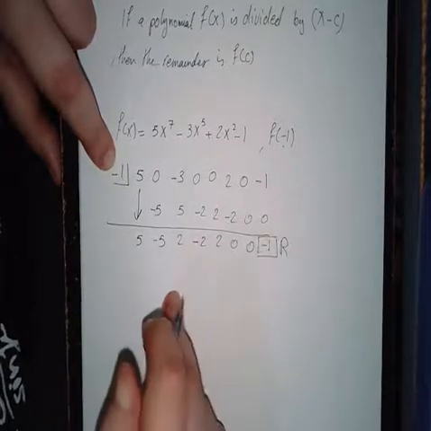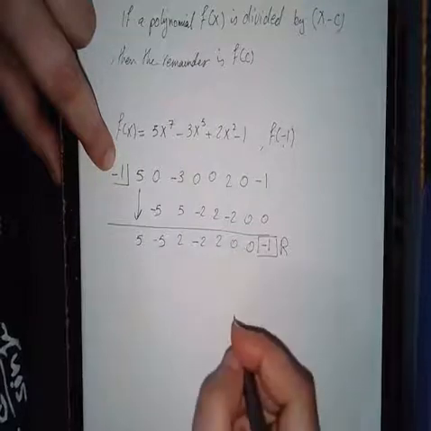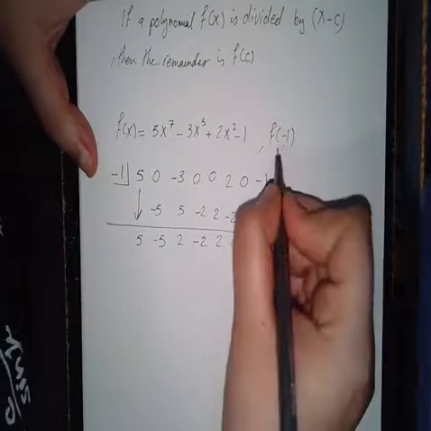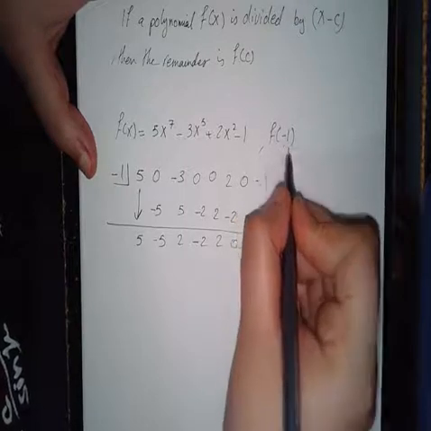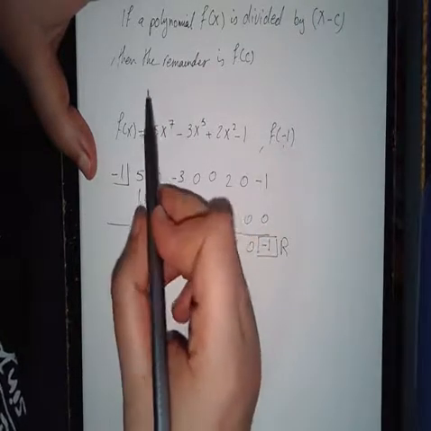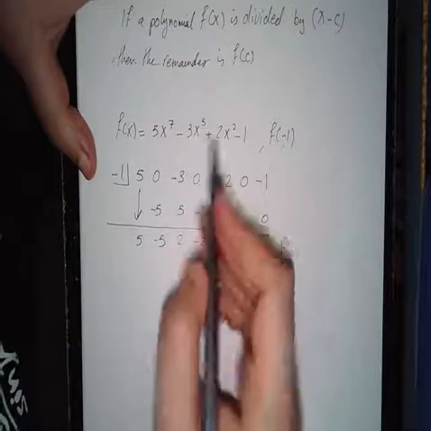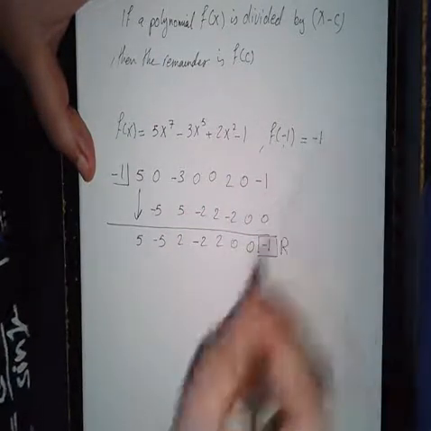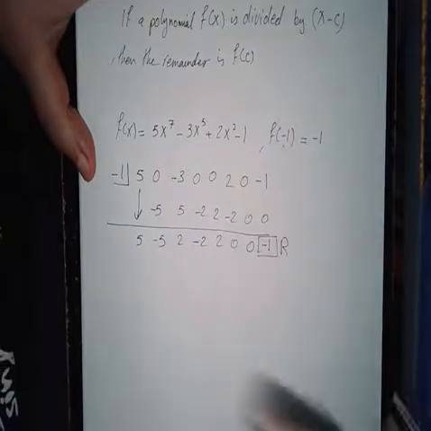Now, you don't have to translate this into a function and write down the answer for me, because that's not what that question asked. The question only asked you to find what f of -1 equals, and according to the theorem, the remainder is f of c. So the remainder is -1, which means f of -1 is -1. It just happens to be the same number.